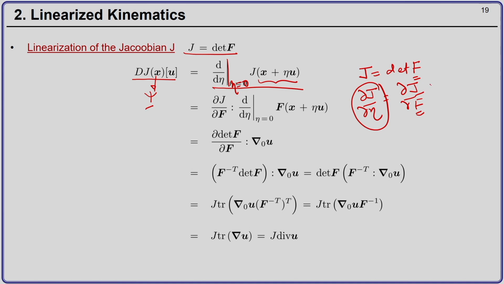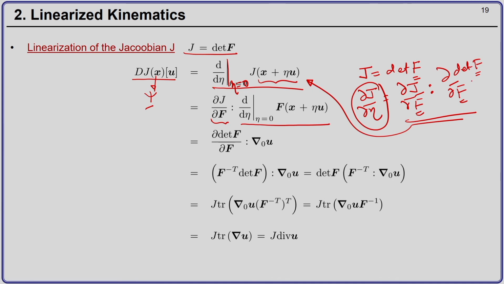So, to get a scalar, I have to do what is called the double contraction and then del by determinant of F times del F. So, that is the chain rule. Okay. So, if I use this here, I get del J by del F double contraction d by d eta, eta equal to 0.